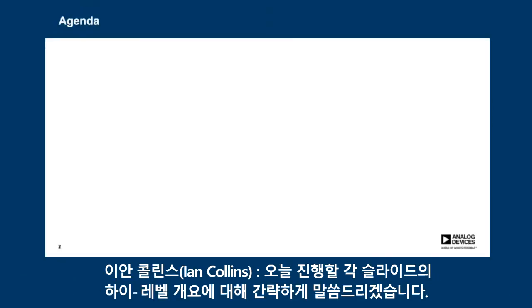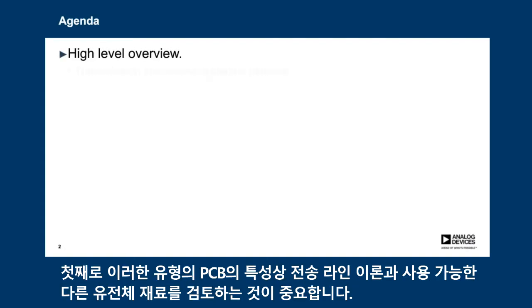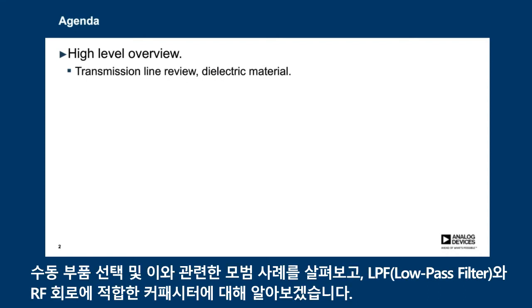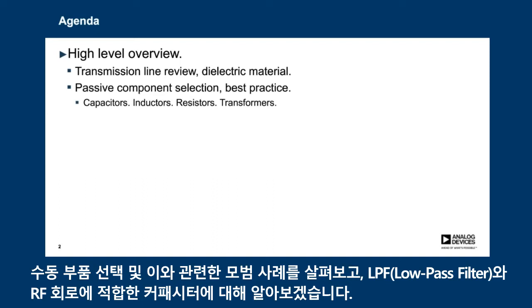So a high-level overview of each of the individual slides. First off, because it's so important in the nature of these type of PCBs, is a review of the transmission line theory and the different dielectric materials that are available. We have a look at the passive component selection and the best practices with regards to that. A brief look at the capacitors, which ones are better for RF circuitry, which ones are better for low-pass filters.